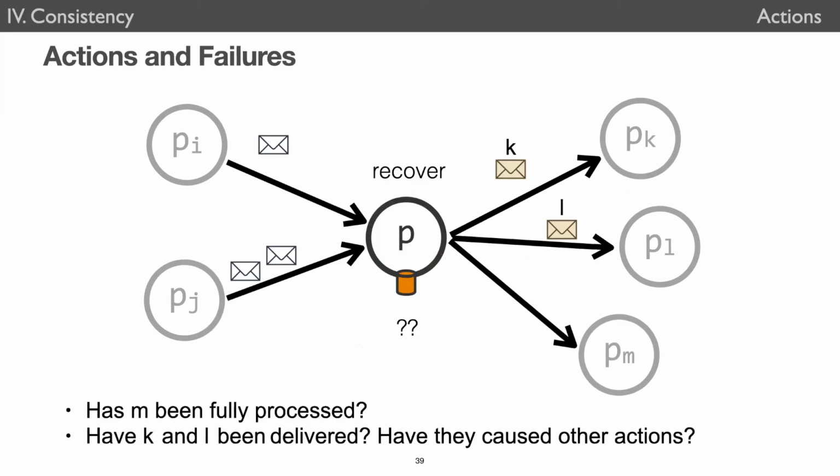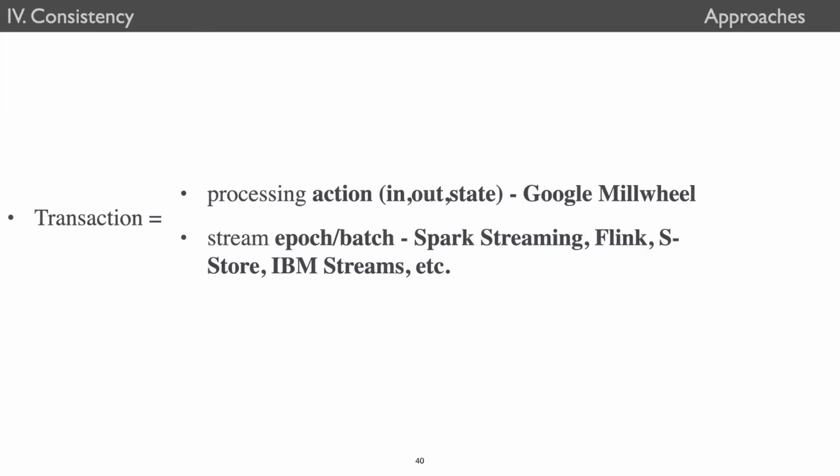However, this approach is not as trivial as it sounds. Let's say the system starts up a new task P quickly after the failure. How does the new process know which actions are complete and which are not? Was the message M fully processed before the failure? Did all the output messages arrive at their destinations? More importantly, what should be the state of the recovered process P?